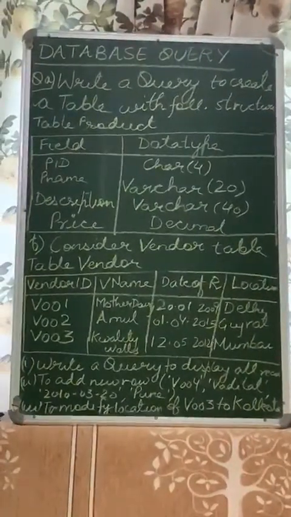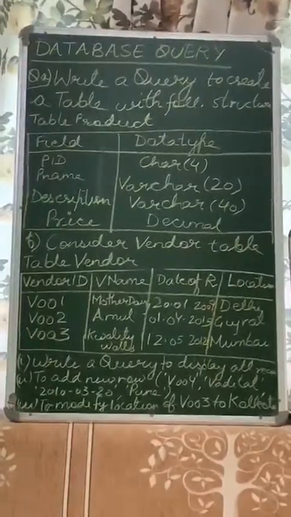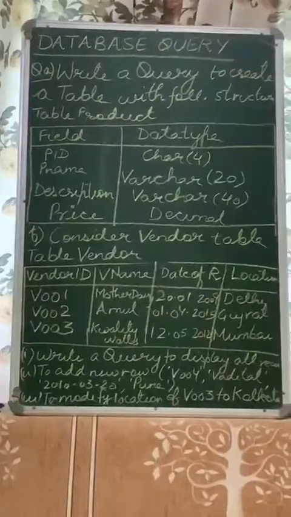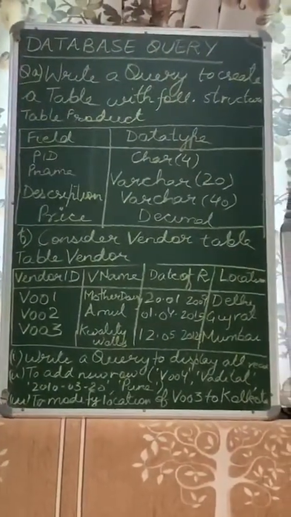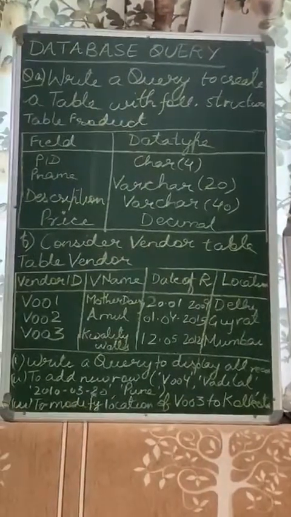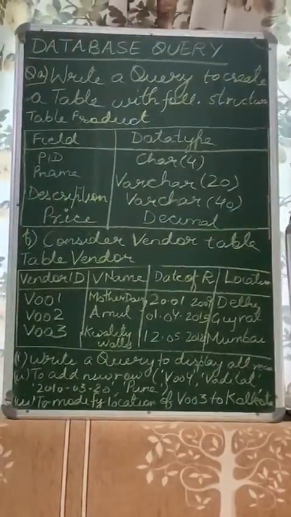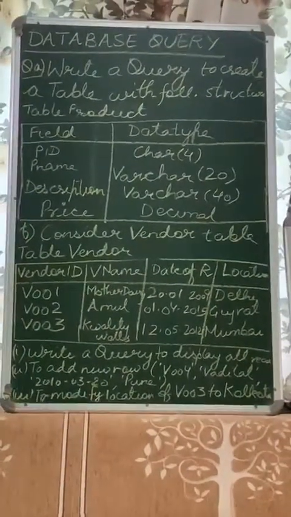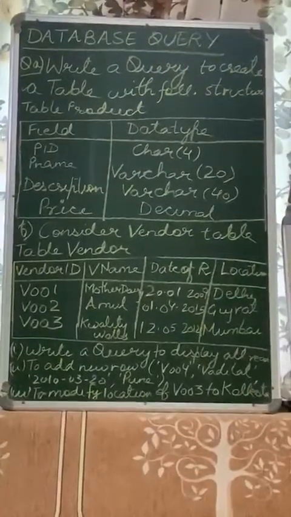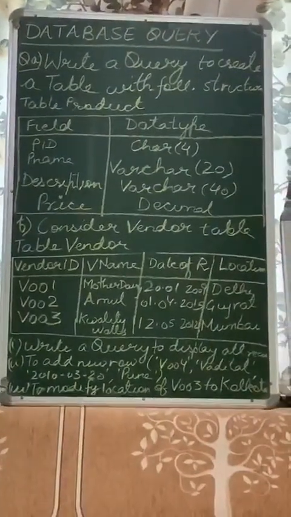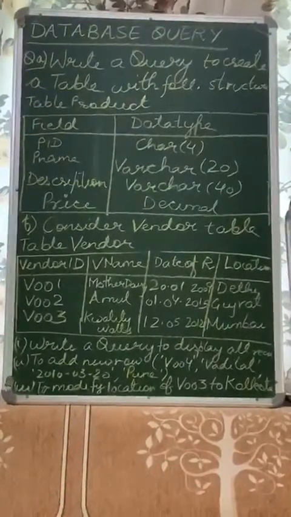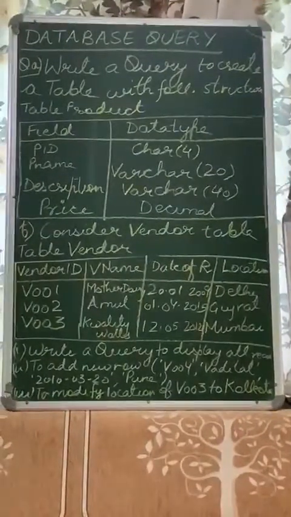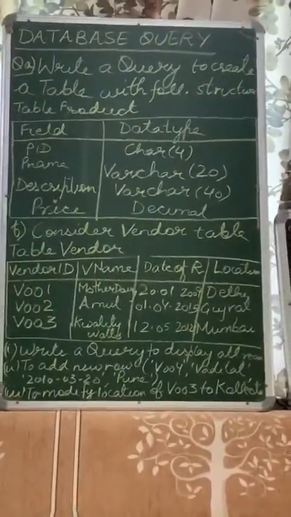So that is why the value is given in quotes, then comma, then in quotes again Vadilal is given, that is the vendor name. Since it is a character value, it has to be in single quotes, comma, then your date is also given in quotes. Here date of registration, the data type will be varchar only, because it is also having dot values. So it is 2010-03-20, you take a varchar value, comma, then your location is given, it is a character value, so it is given in quotes, Pune.